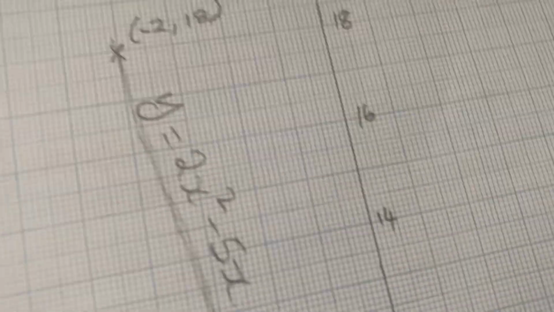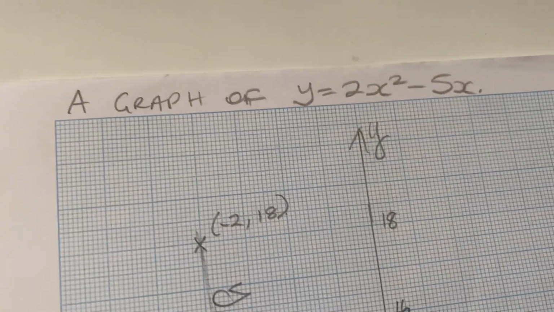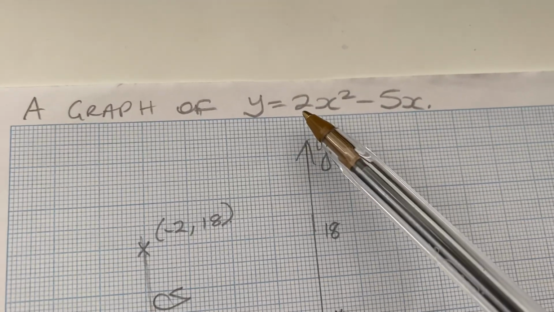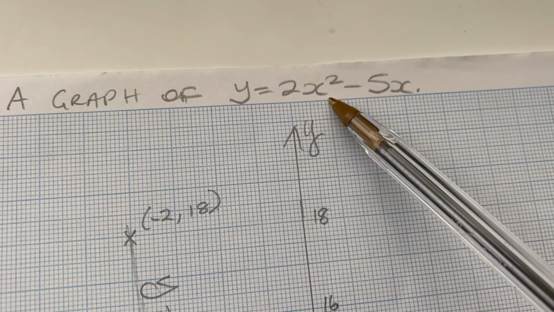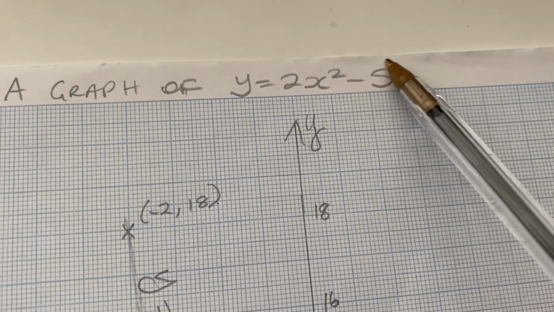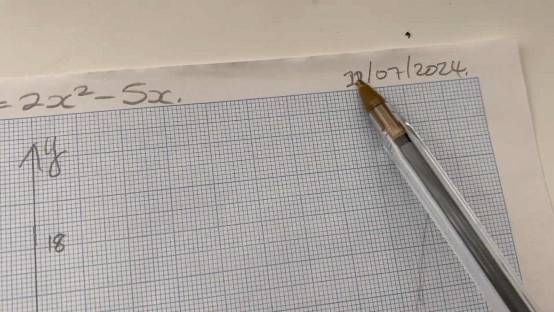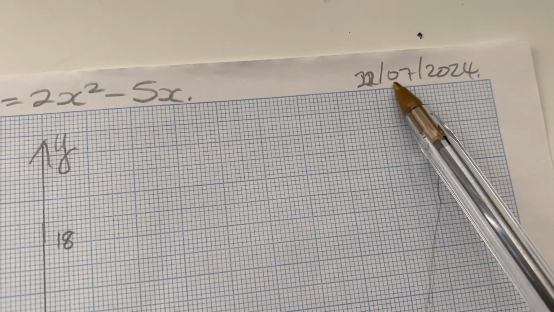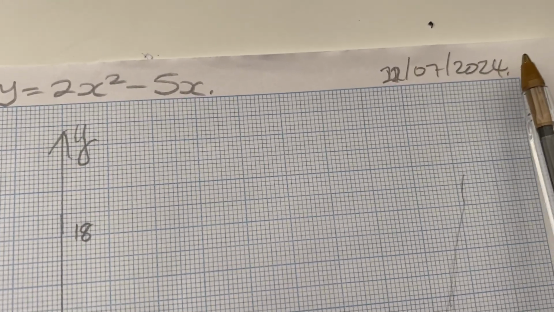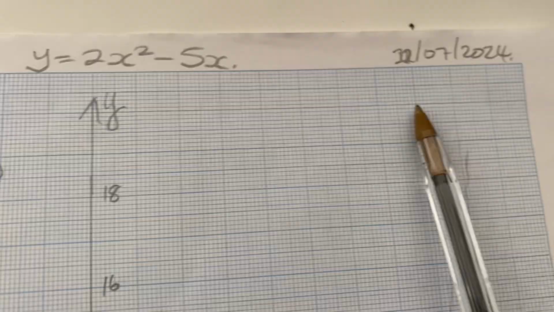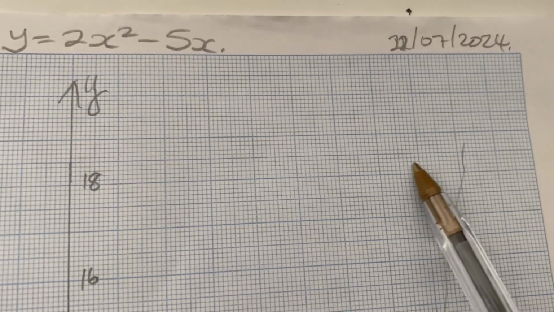I've given you a title here, a graph of y equals 2x squared minus 5. And then today's date is 22nd of the 7th, 2024. Okay, just for reference.